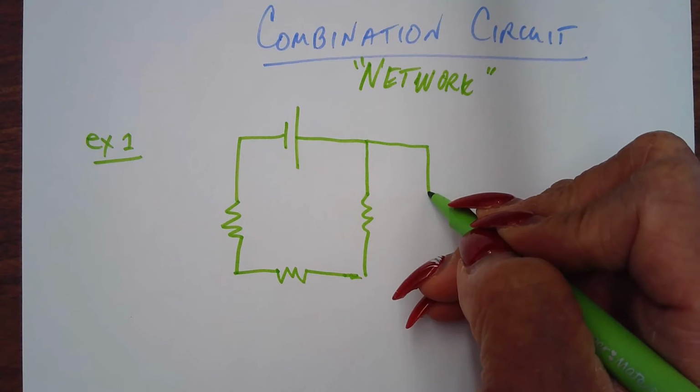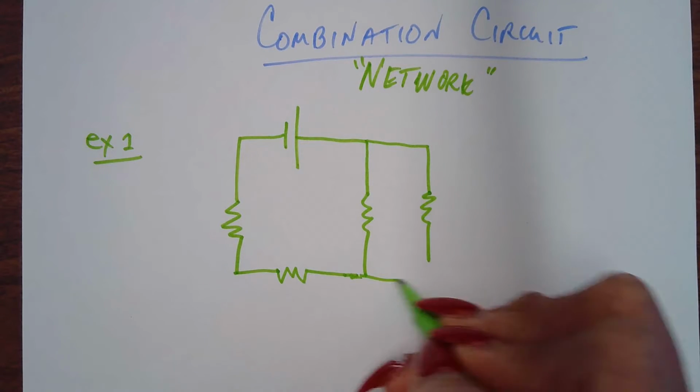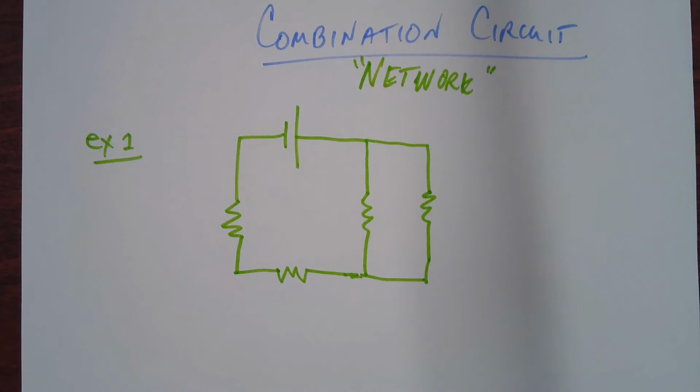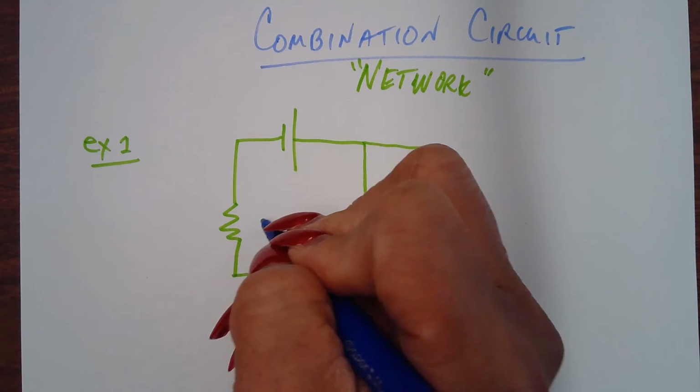Okay, let's take it easy and just do a simpler one for now. What kind of circuit do you have here? You know it's a combination because we're talking about a combination circuit. All right, so what is happening?